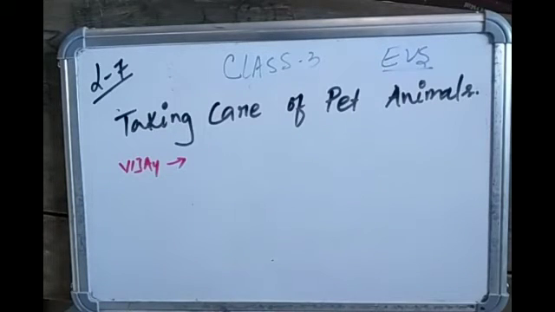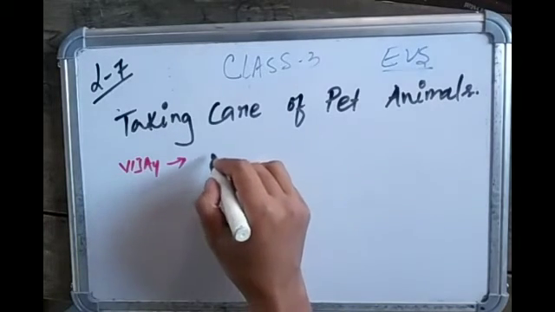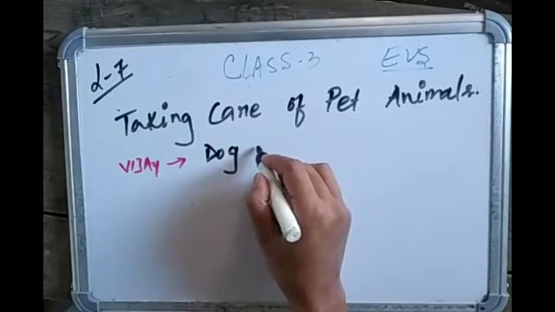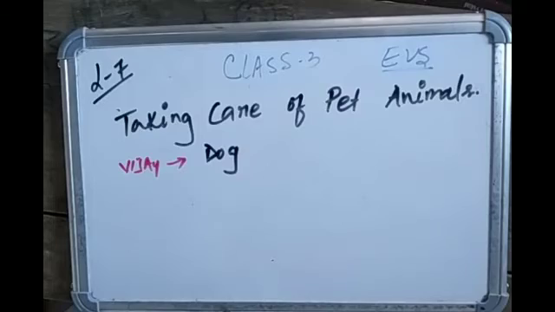Vijay has a dog at home. He has a dog. He calls it Noddy.